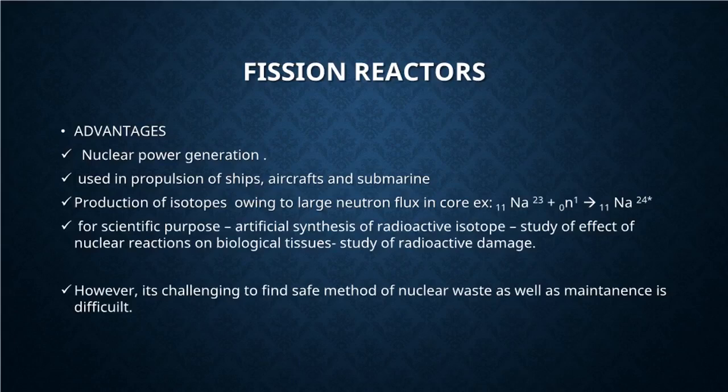Also we may use a nuclear reactor to produce a number of radioactive materials needed for research purposes. These isotopes are sometimes used in medicine and agriculture, since reactors provide a huge source of neutrons. Useful radioisotopes have been artificially produced and several nuclear reactions have been studied. We may also study the effect of neutrons on biological tissues, study radiation damage, etc. However, the maintenance of fission reactors is difficult, and there is a risk of radiation and contamination due to nuclear waste.